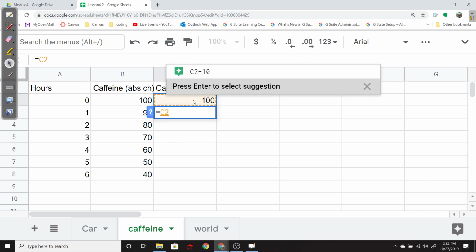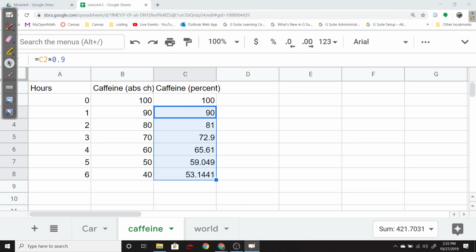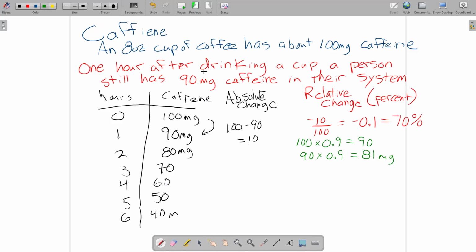Other method is to say drop by 10, which means we retain 90%, and drop that down and see what we get. So we get a slight difference here. With the absolute change, we'd have 40 milligrams after 6 hours. With the relative change, we'd have about 53 milligrams. Which one is the better model? Well, the general theory about this is that caffeine has what's called a half-life. Let's fill this down a little bit. And so relative change over here was about 53 milligrams.